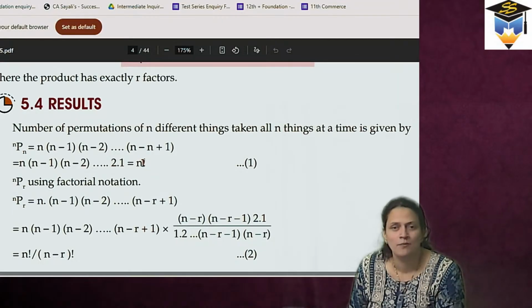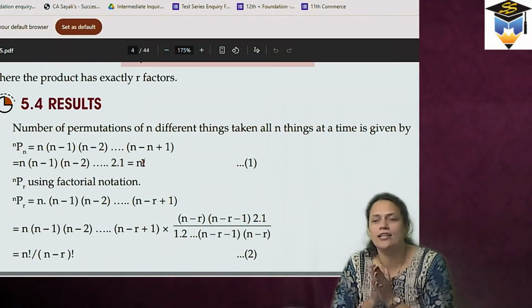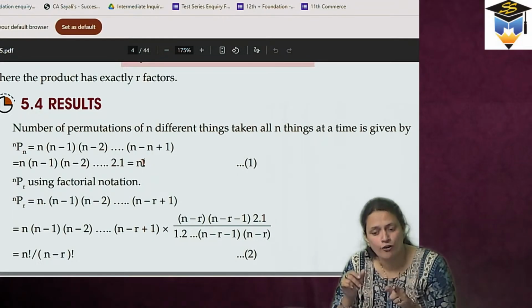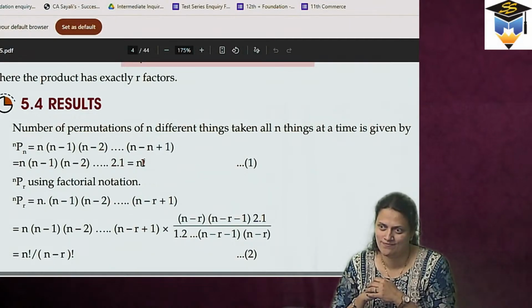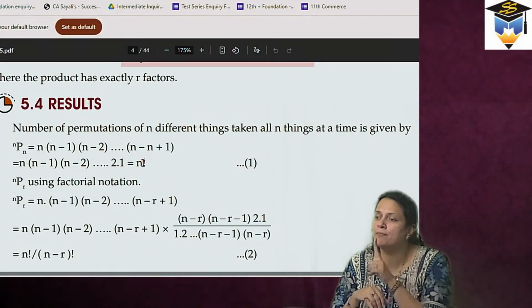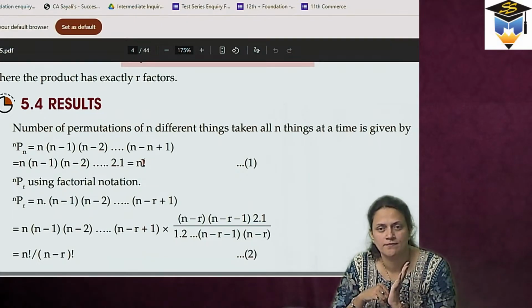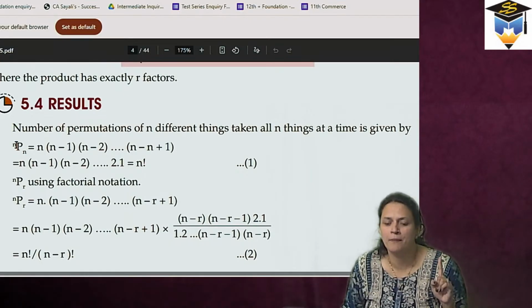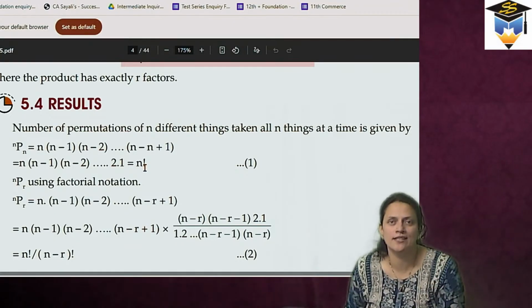So suppose in the previous case we have taken an example of hexagon. How many alphabets in hexagon? 7 alphabets. So from that, if we have to select all 7, it will be given as 7P7, which is nothing but 7 factorial. Understood? This is result number 1. Write it down. nPn is equal to n factorial.